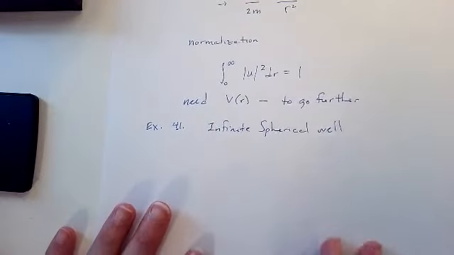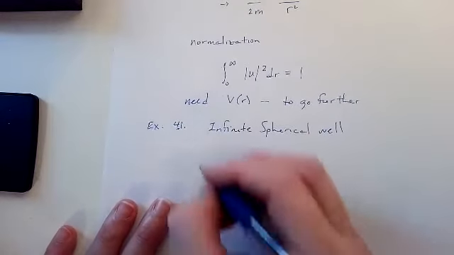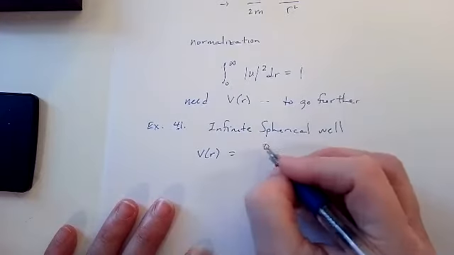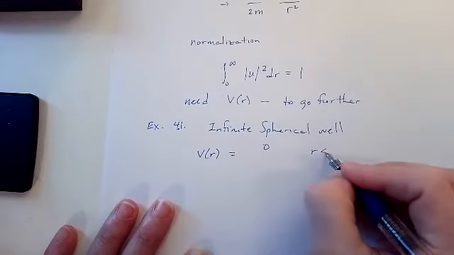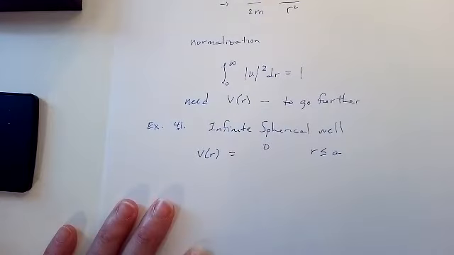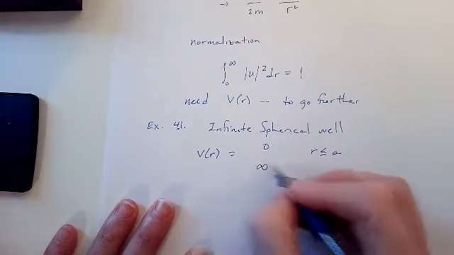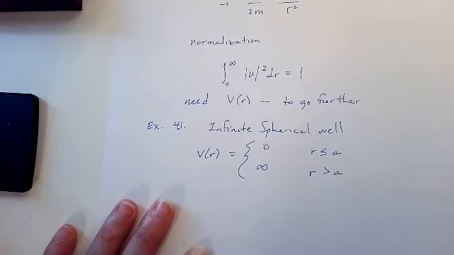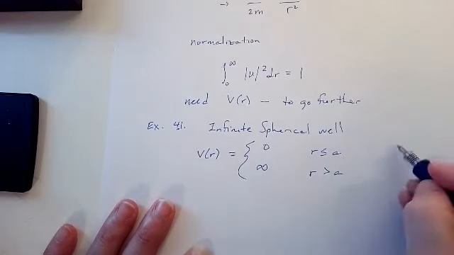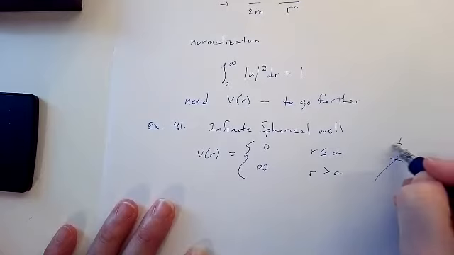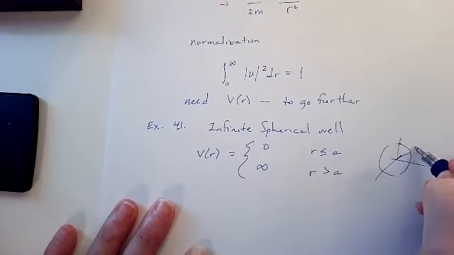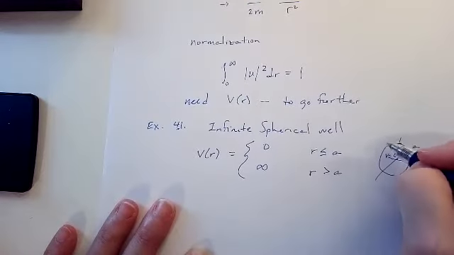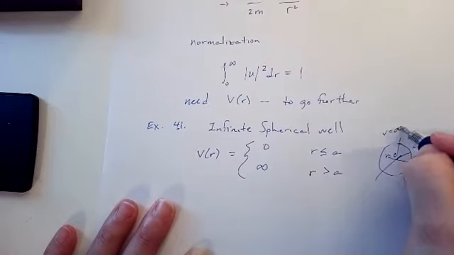Rather than our infinite well in one dimension, this looks kind of similar, right? We're going to say that there's a potential of 0 within the well, so r less than a, and there's a potential of infinity outside the well for r greater than a. Looking in 3 dimensions, we're setting this distance a, where inside the sphere our potential is 0, and outside the sphere the potential is infinite.